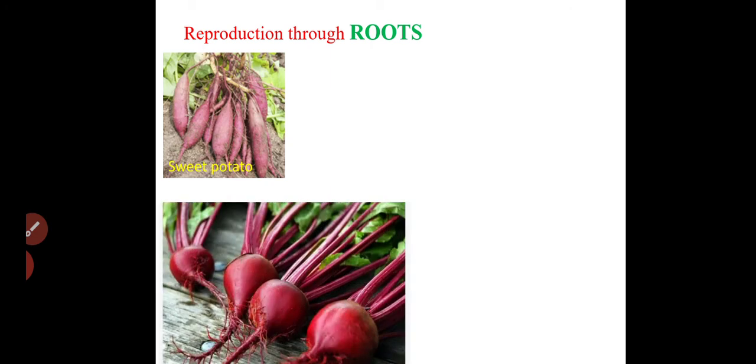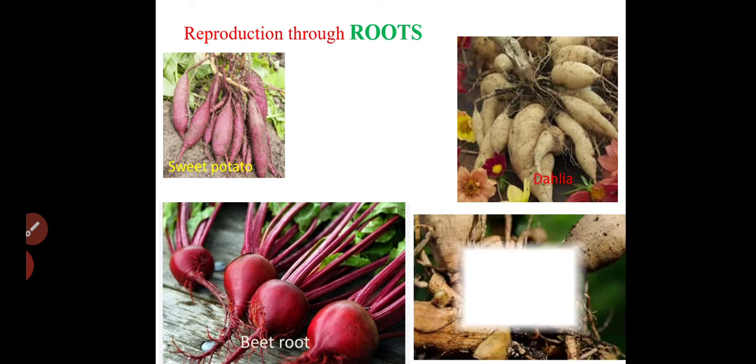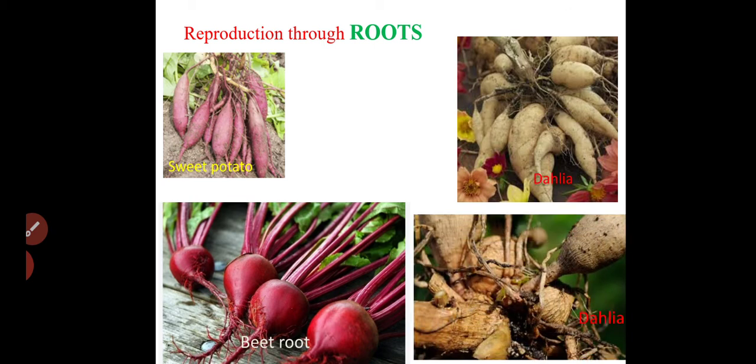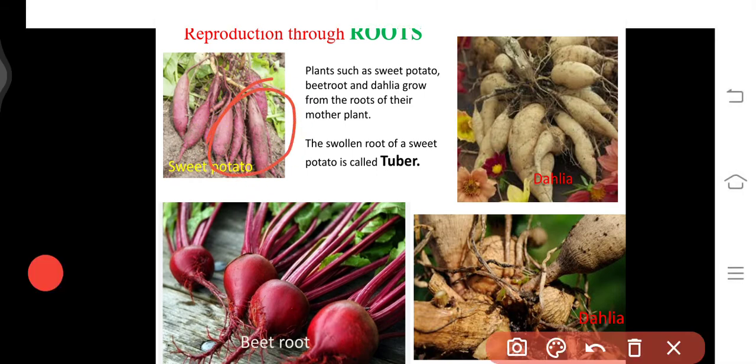You can observe here the sweet potato. What is this? A beetroot and a dahlia. These are the plants we can observe that produce new plants from their roots. Here the root produces a new plant. And the swollen root of a sweet potato we call a tuber. We call this one a tuber.